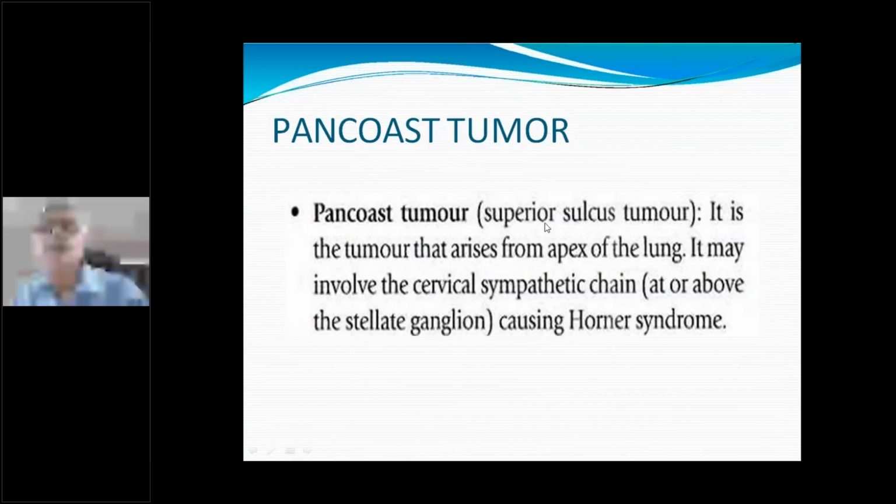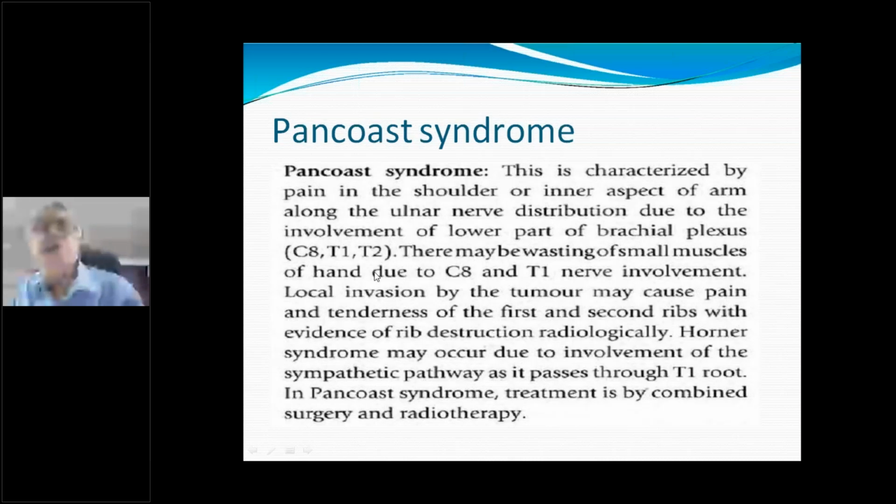Of course, superior vena cava syndrome is already discussed. Pancoast syndrome is characterized by pain in the shoulder and in the arm, C8-T1, the lower part of the brachial plexus, wasting of the small muscles of the hand due to C8 and T1. Local invasion of tumor may cause pain and tenderness, first and second ribs, rib destruction. Horner syndrome occurs because of involvement of the sympathetic pathway. Combined surgery and radiotherapy.